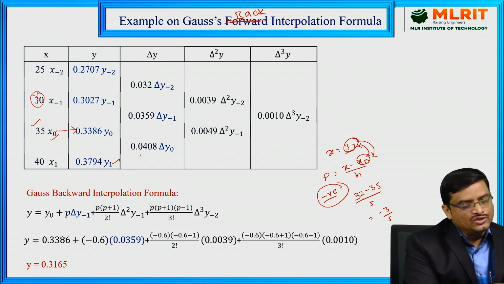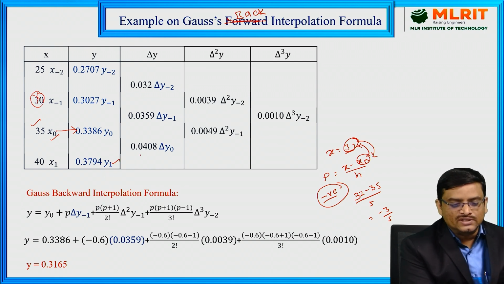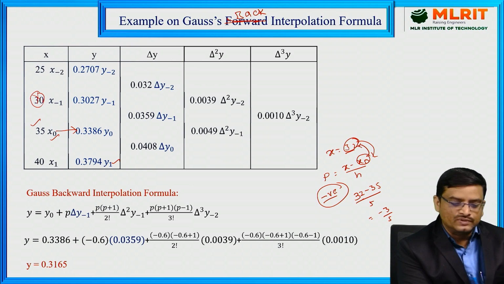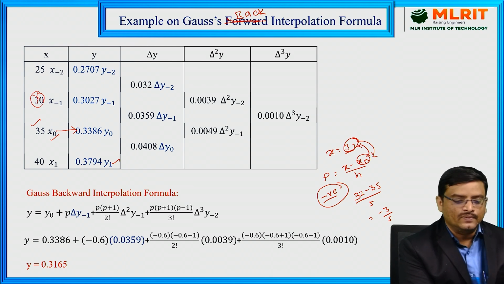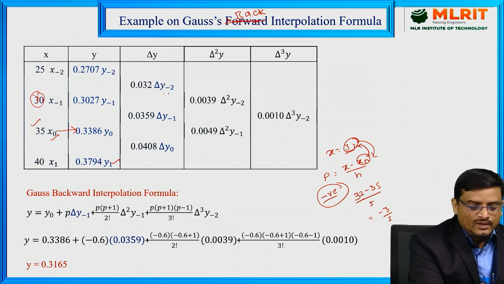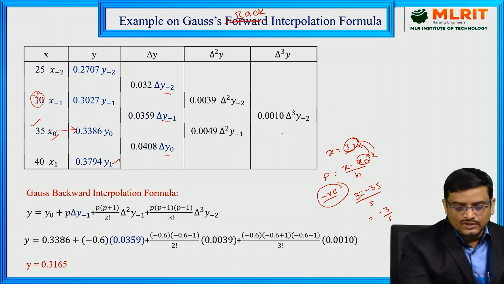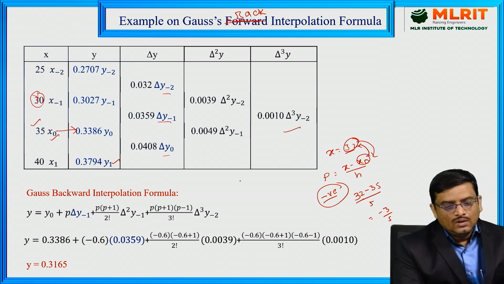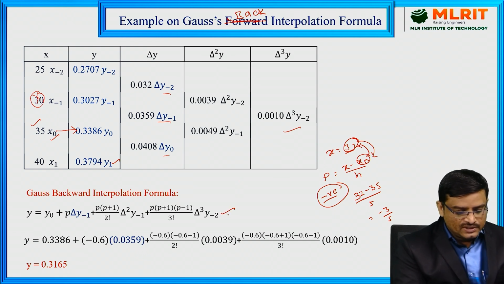And now as usual, we have seen how to construct this central difference table. Follow the same procedure we discussed in the previous slide and in the previous video also. Follow this, and we got these values. So this is our central difference table here. Now we are using this formula.